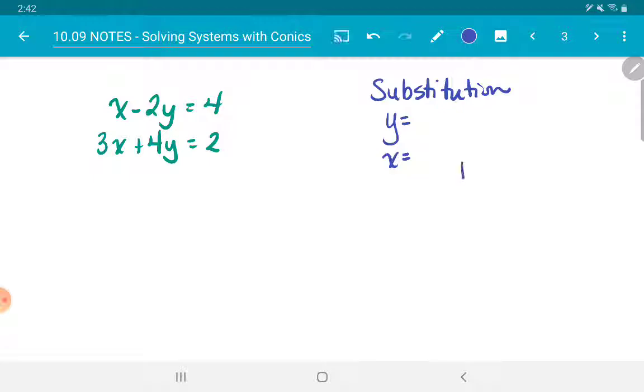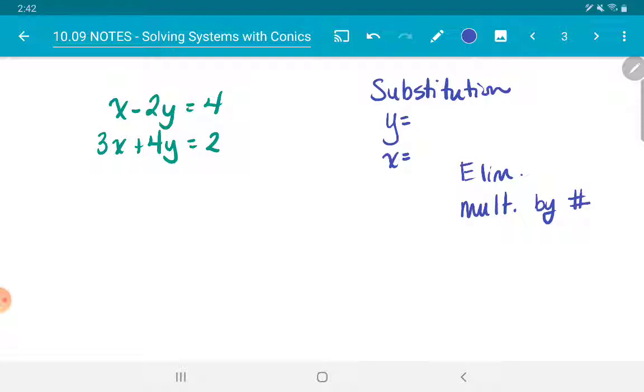Remember, elimination is where we multiply one or both of the equations by a specific number. We're wanting to eliminate either the x's or the y's. So we need either the x's or the y's to be the same number but with different signs. So we want them to be opposite.